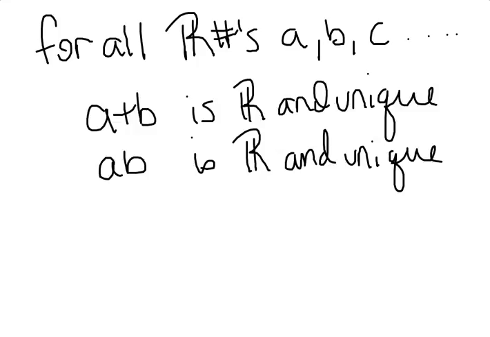So the first thing we have is that a plus b is going to be real and unique. So if I take a and I take b, and they're both real numbers, I'm going to get one real number, which is their sum. Likewise, if I take a times b, I'm going to get one real number that is unique. So I only get one answer. And if you think about it, 2 times 3, your answer is 6. 6 is a real number, and you can't get 2 times 3 to be equal to anything other than 6. So we call this property closure.